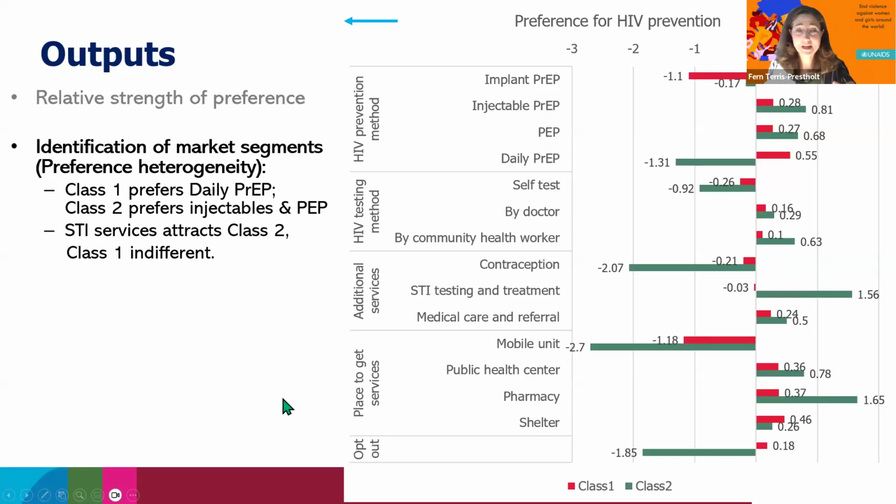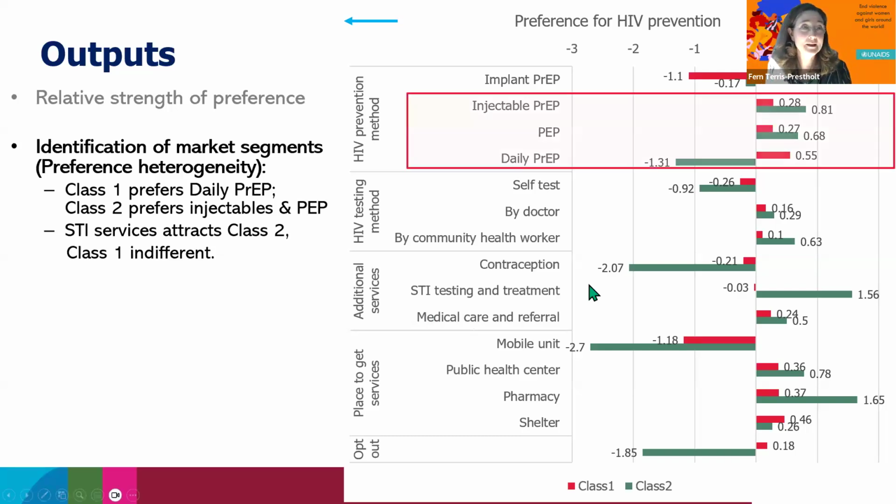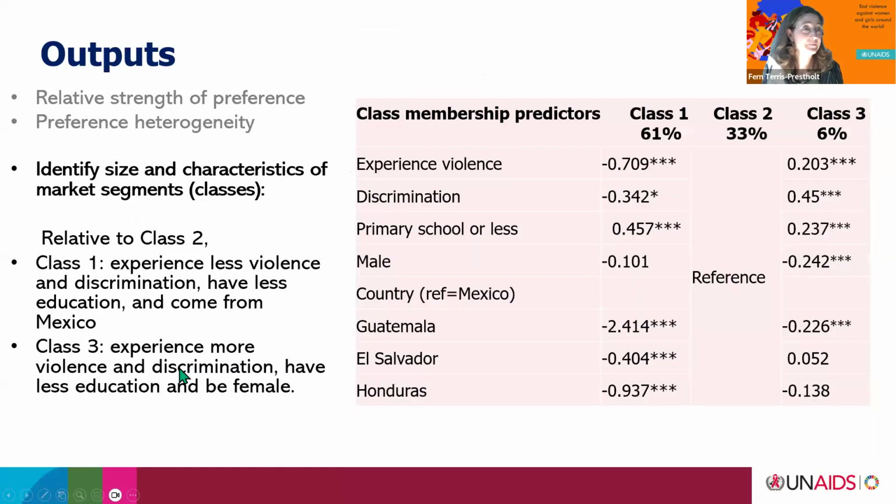Depending on the type of statistical model you use, in a latent class model, you can cluster the preferences into different groups or market segments. And so then you understand that class 2 prefers injectable PrEP and PEP and really dislikes daily PrEP, whereas class 1 likes daily PrEP. That really helps us understand if we need to put together two different models of care to reach these different populations, how do we do that?